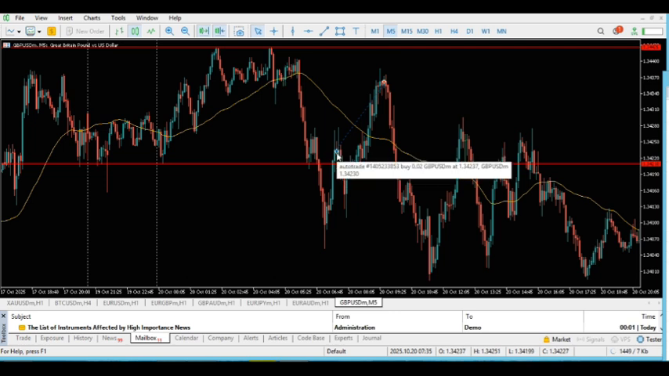So place a buy trade right here, and you set your stop loss below the previous swing low, which is right here, and target a 1:2 reward ratio. And I made profits yesterday.